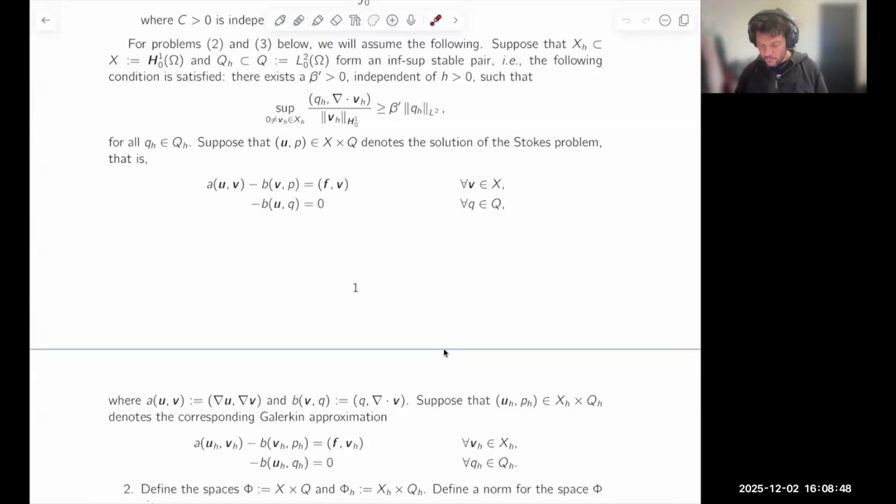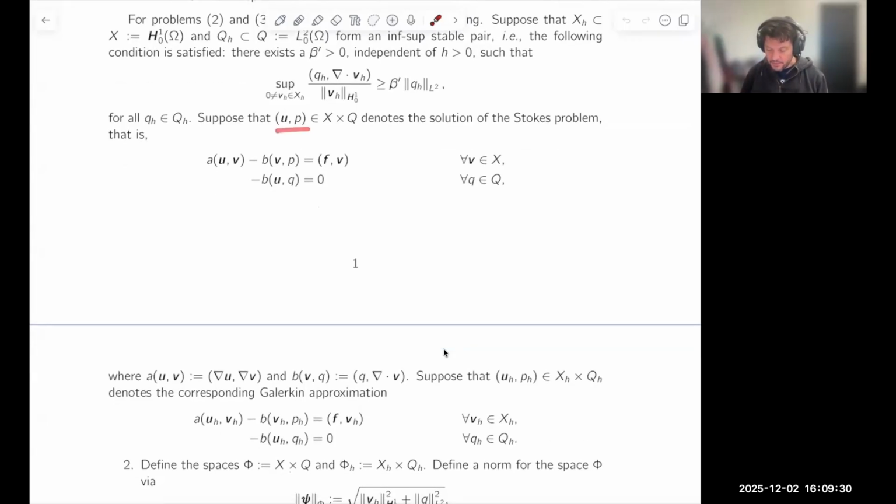So I've introduced a beta prime here because normally we use beta for the inf-sup condition for the infinite dimensional spaces Q and X. That beta that you can compute really only depends on the size of the domain and the structure of the domain. But this beta prime might be different than that. So just to emphasize, this beta prime should be completely independent of H, but it should be somehow dependent on the structure of the finite dimensional spaces that we're dealing with.